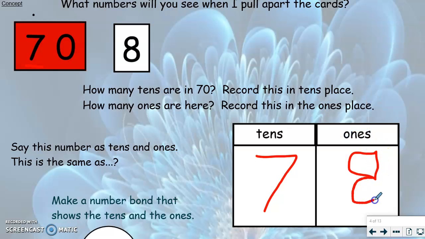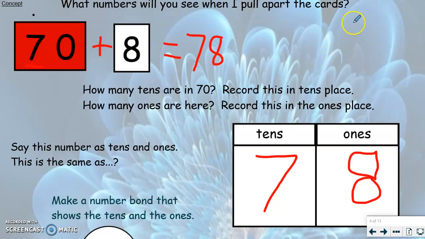This is going to be a really crazy looking 8, but that's okay. Okay, so we know that there are 8 1s because we can look at our ones place and see that it's 8. So we've got 70 10s and 8 1s, and that makes the number 78. So if we were going to write this as an addition sentence, what would we write? 70 plus 8 equals 78.